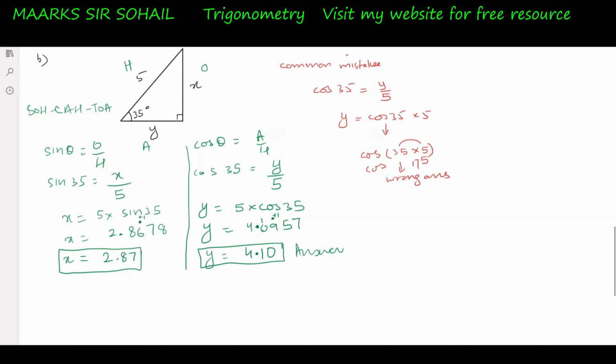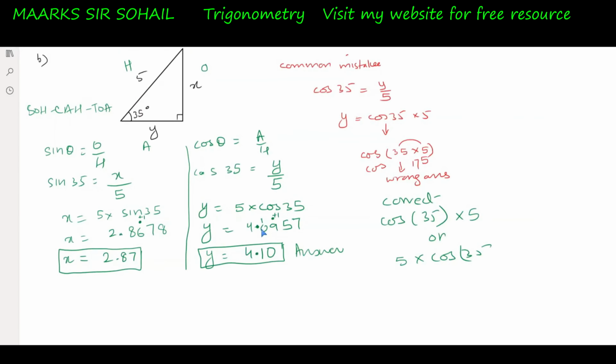So the correct way of doing it is that when you write cos and the bracket already opens, you need to close the bracket, then multiply by 5. Or alternatively, 5 multiplied by cos 35. Now even if the bracket is open, it will not affect your answer because it will treat 5 as a different number and cos 35 as a different number. So I hope this misconception is clear, because due to this misconception, students lose their marks. So this is the second condition.